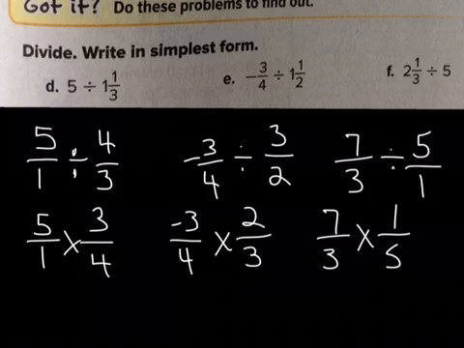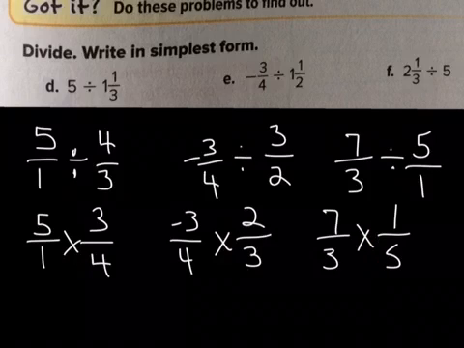So I went ahead and found the reciprocal. I changed every division sign to multiplication, as you see right there. And then I flipped the second fraction. You see, I flipped it. And that's what we mean when we say the reciprocal. Just flip the fraction. 4 over 3 becomes 3 over 4. 3 over 2 becomes 2 over 3. And 5 over 1 becomes 1 over 5.